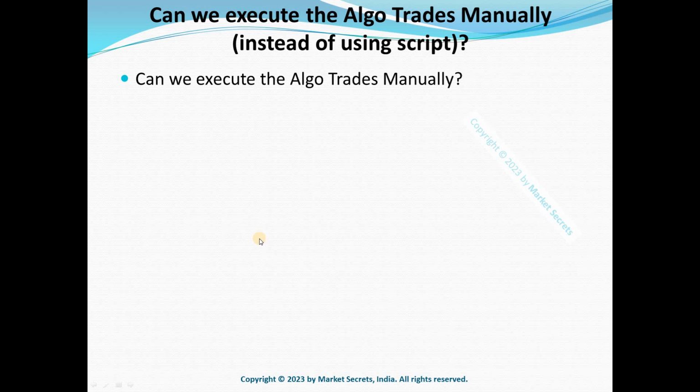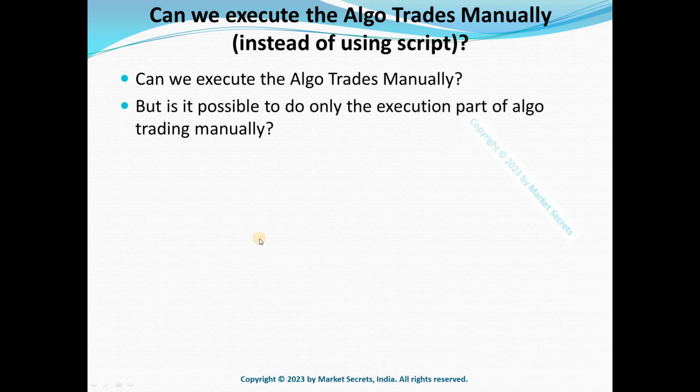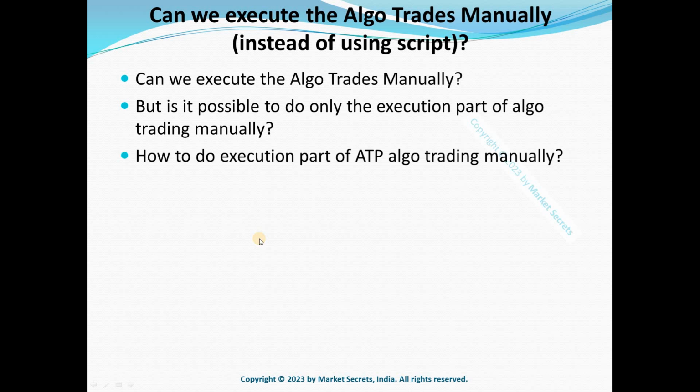Well, some people are not confident about the scripts or algos, or they want to do it for some weird reason. Only they'll know why. So now the question is, is it possible to do only the execution part of this algo trading manually if you want to do it for some reason? Well, the answer is yes, you can do it for sure. So how to go about this execution? How to do the execution part of the ATP algo trading manually?